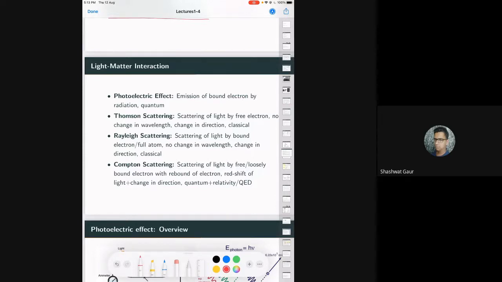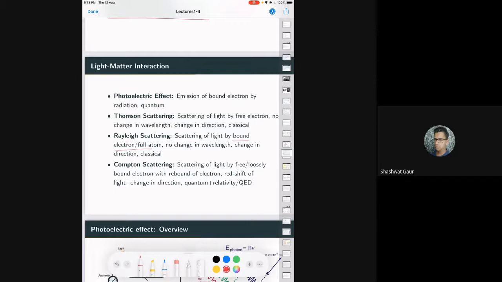Then you can have Rayleigh scattering, which is the scattering of light by bound electrons or atoms, like the entire atom. There is no change in wavelength. There is only scattering, which means basically a change of direction of incident light. This can also be explained classically.